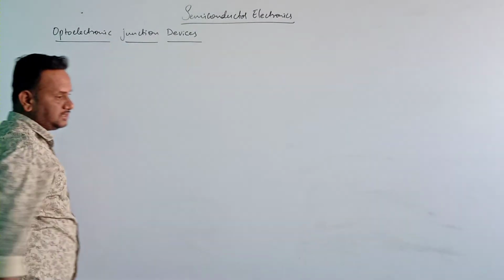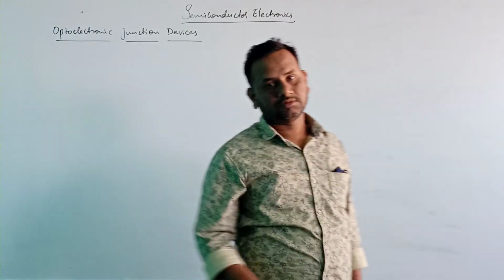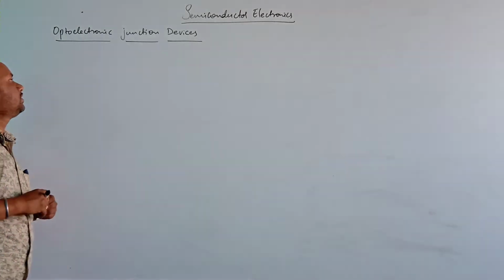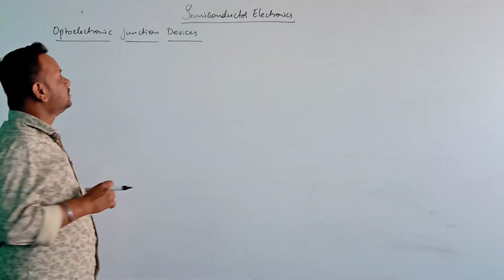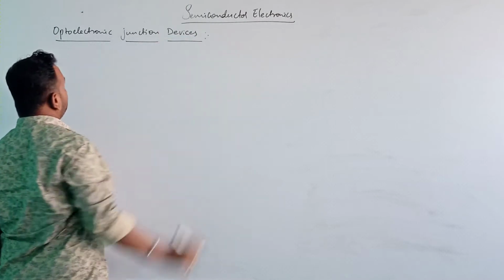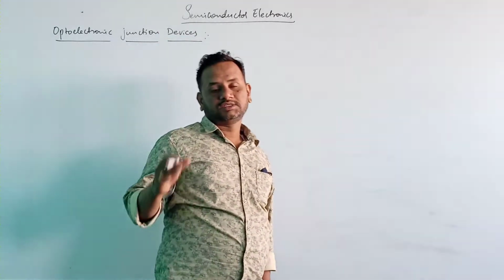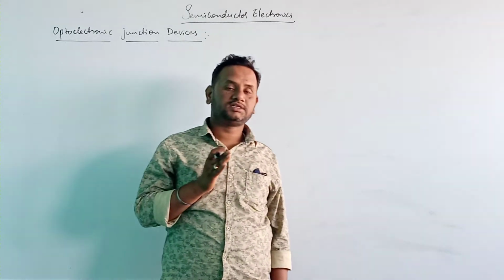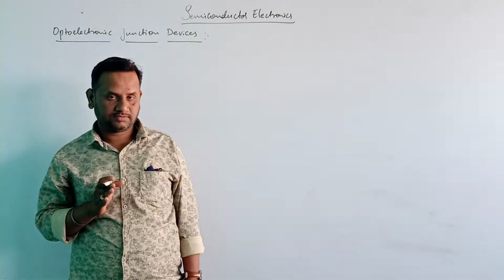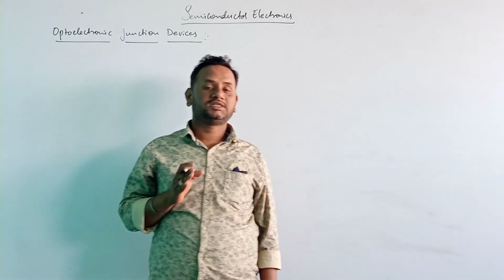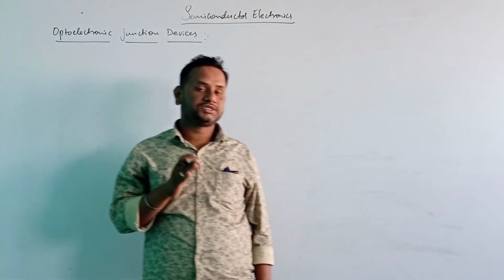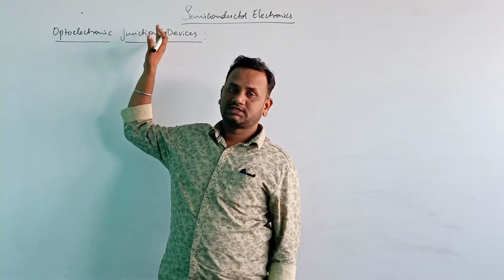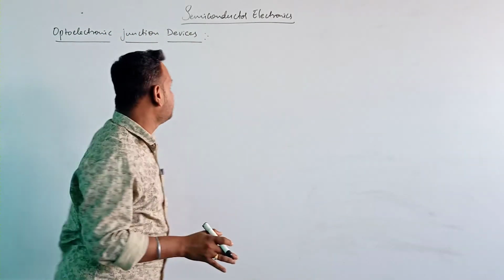optoelectronic junction devices. Optoelectronic junction devices. So what are these optoelectronic junction devices? Let me tell you the first definition. Semiconductors in which the charge carriers are generated by photons, or you can say by the excitation of photons, are called optoelectronic junction devices. Here I am writing the definition.